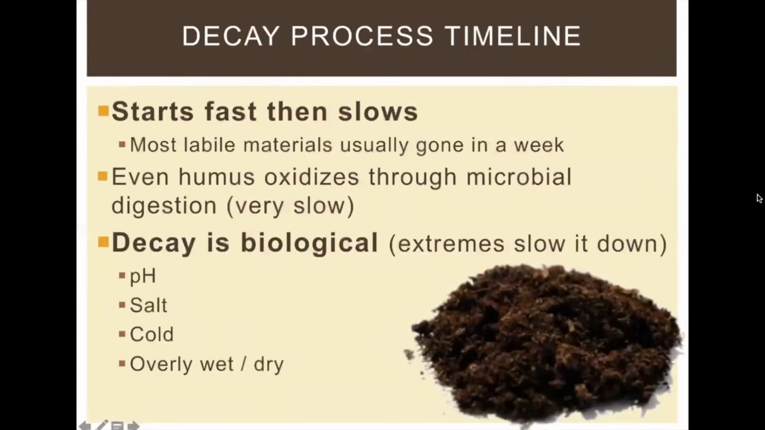So here's the decay process in a timeline. The decay process starts fast, then slows over time. The most labile materials are usually gone within 1 week. Even humus oxidizes through microbial digestion slowly, but this decay is biological and extremes may slow down this process. These extremes can include pH, soluble salts, cold, and maybe overly wet or dry conditions as well.